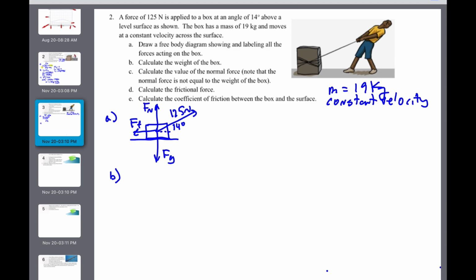Now in part B, we want to calculate the weight of the object. Remember, weight and mass are different. Weight is equal to mass times gravity. That gives us a value of 186.2 newtons.